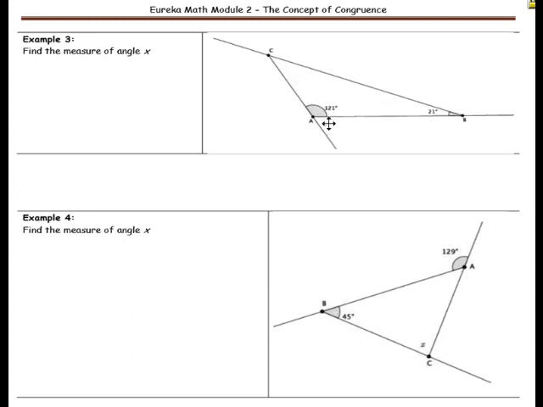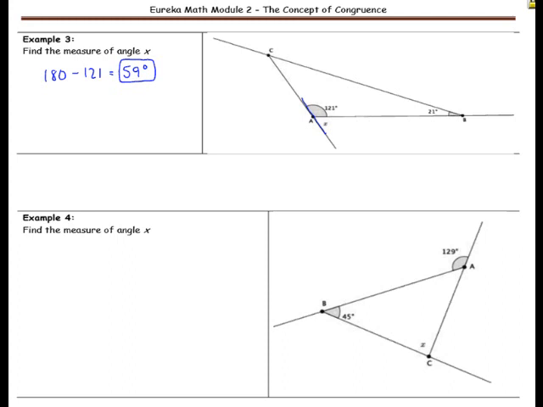Well, take a look. You have a straight line, and one of them is labeled with the degrees. So you can use supplementary angles on a straight line to figure out the measure of angle x. So we just simply take 180 degrees. This is a straight line. So 180 degrees, subtract 121 degrees, and that gives us the measure of angle x, which is 59 degrees.